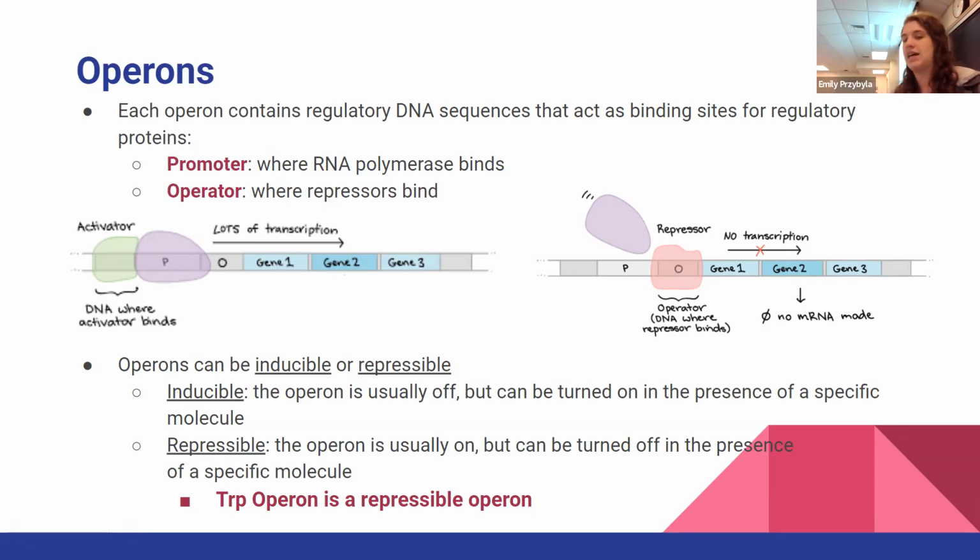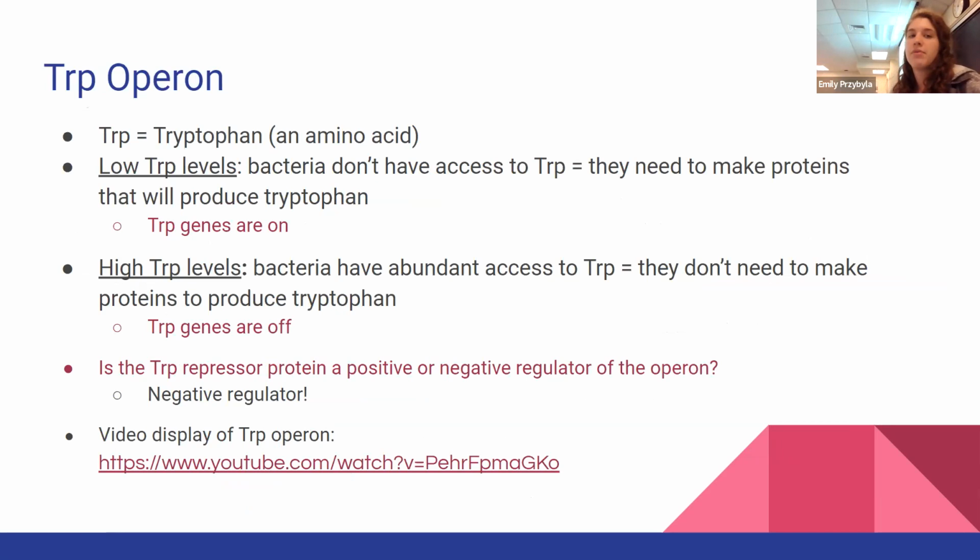So inducible means that they're usually off, but we can induce it, we can turn it on. Or repressible, which means it's regularly on, but we can turn it off. The trp operon is a repressible operon, which means it's normally on and we need a repressor to turn it off. So the trp operon is tryptophan. It's an amino acid.